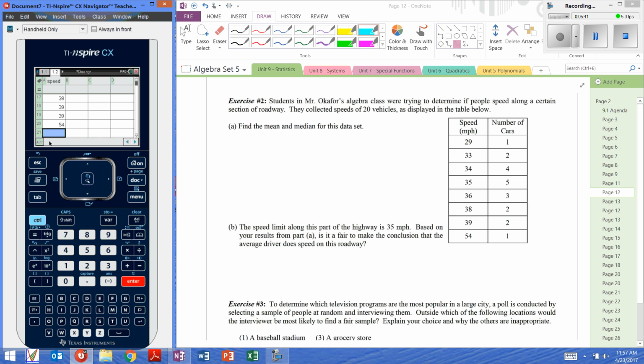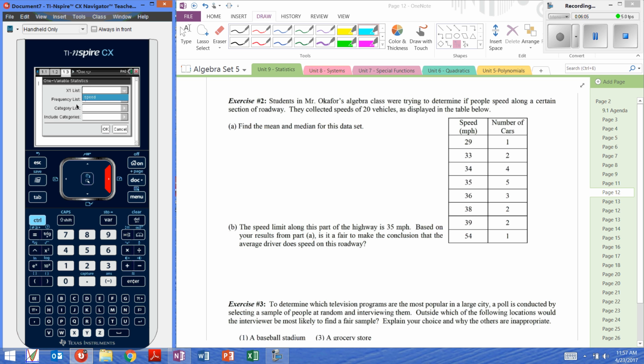Okay, so next I am going to open a calculator page. And within my calculator page, I'm going to go into my menu. I want to do some statistics and some stat calculations. And since we're dealing with one variable statistics, we're going to click on one variable statistics. We have one list, so we can just push OK.